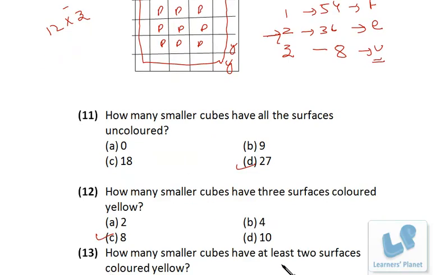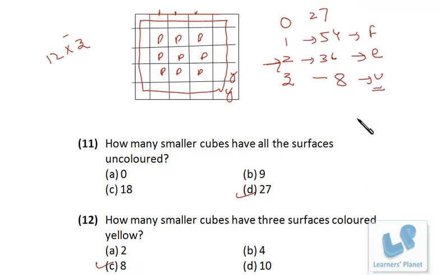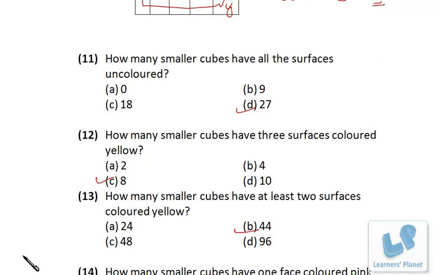How many smaller cubes have at least 2 surfaces colored yellow, right? Now 2 surfaces colored yellow, these cubes which are positioned at the edges. So 1, 2, 3, 2 surfaces are colored. So in fact this entire line, right? So we can say 36 plus 8, that is 44. 36 with 2 faces yellow, and 8 with 3 faces yellow. So 36 plus 8, that's 44.